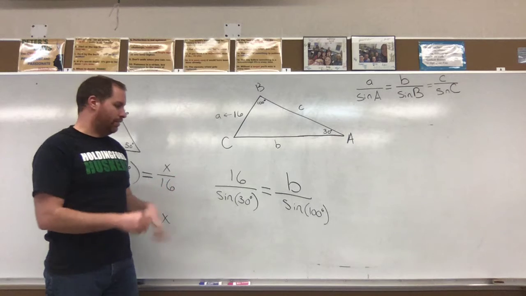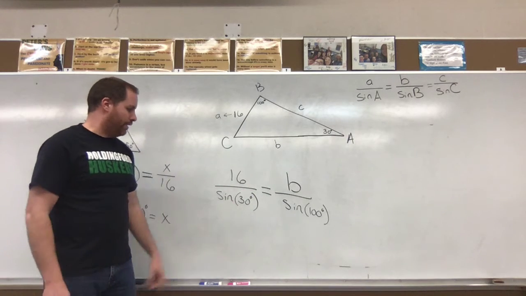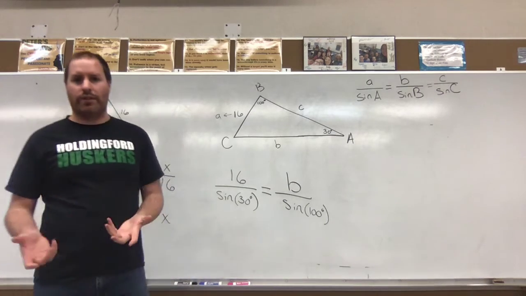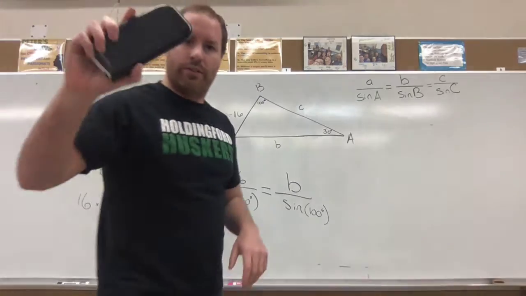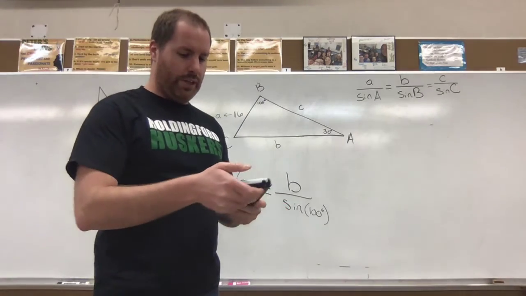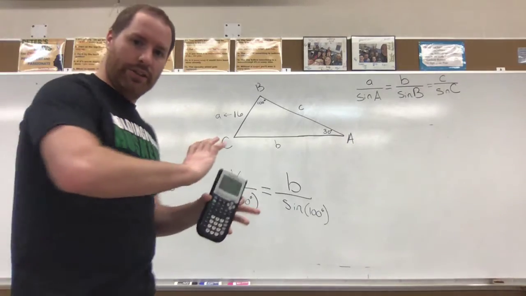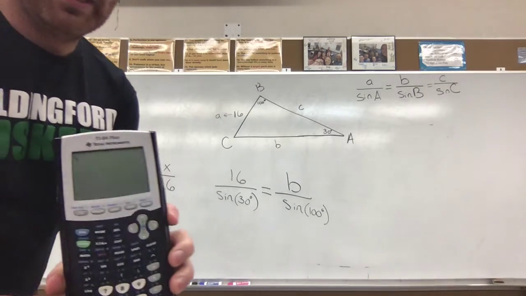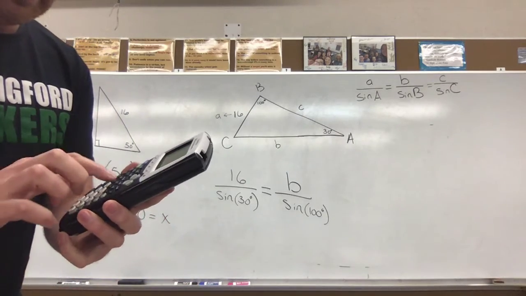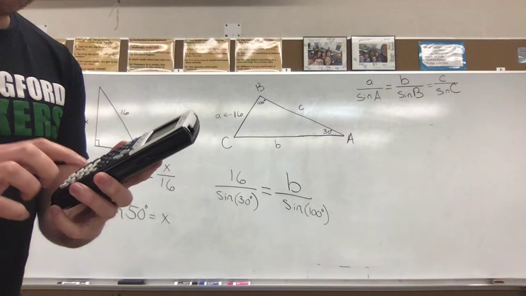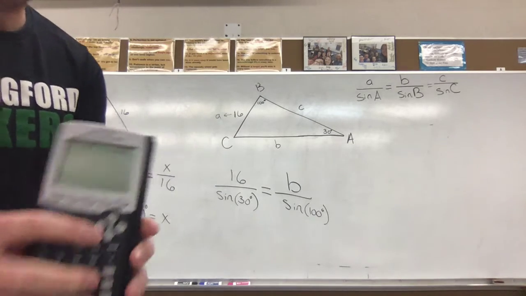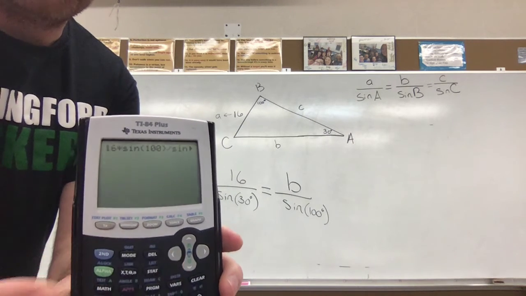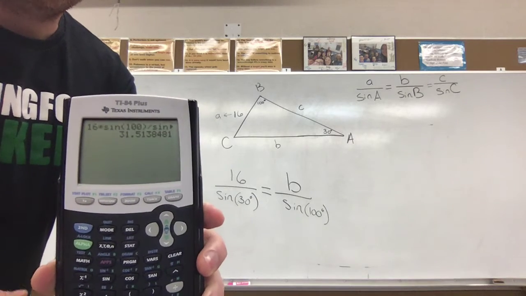I don't expect you to do any of this stuff without a calculator, right? I mean, sine of 30 I know is 1/2, but beyond that, we wouldn't necessarily know those. And now I'm just going to grab a calculator here and see what we get. If you've got a nice calculator, you can type the whole thing in all at once. In this case, I got 16 times sine of 100, divided by sine of 30. I would just type that whole thing in there, all the way across, and then hit enter.